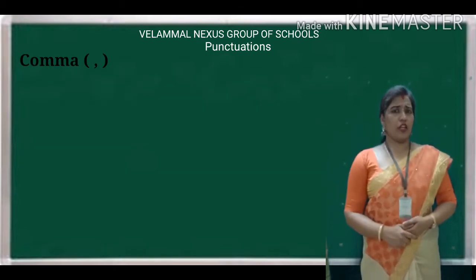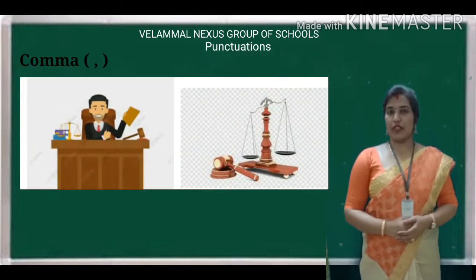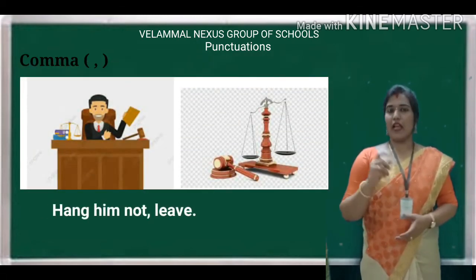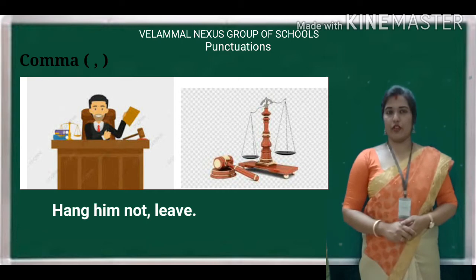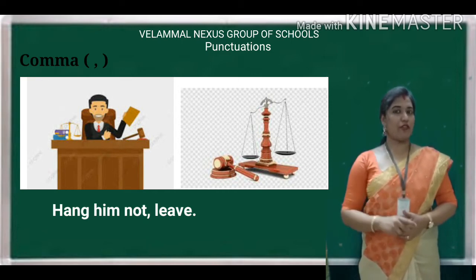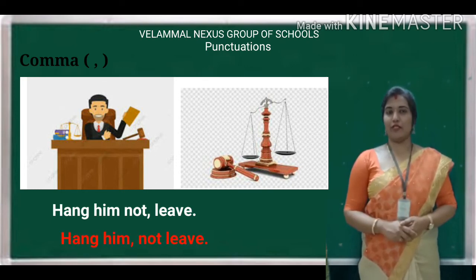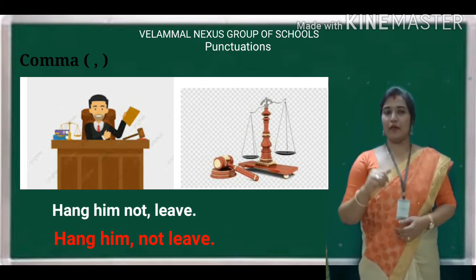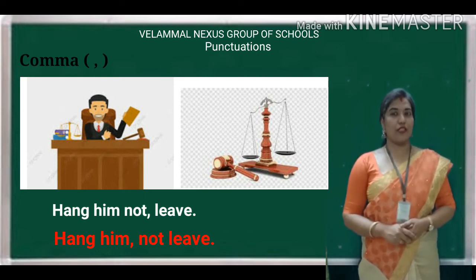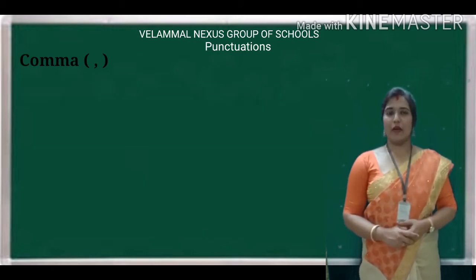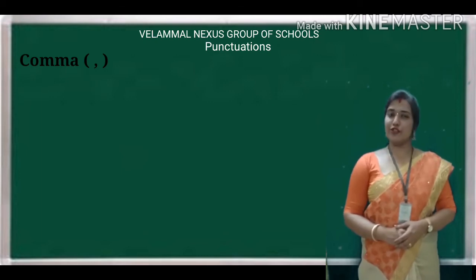In a court, a judge declares a judgment for the accused: "Hang him not, leave." Instead of placing the comma after the word not, he placed it before not. So it becomes "Hang him, comma, not leave." A small comma, but because of this comma a person dies. So this tiny comma can make a huge impact. So we need to follow certain rules.